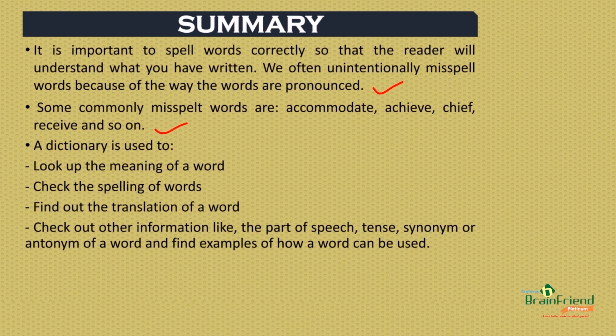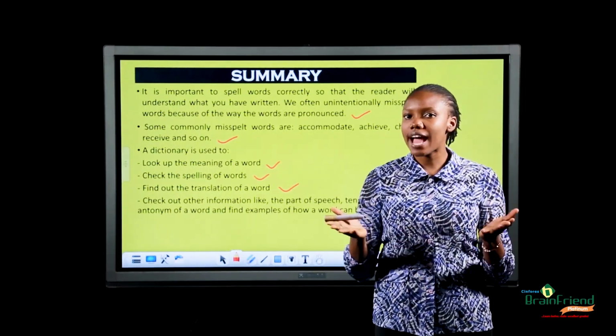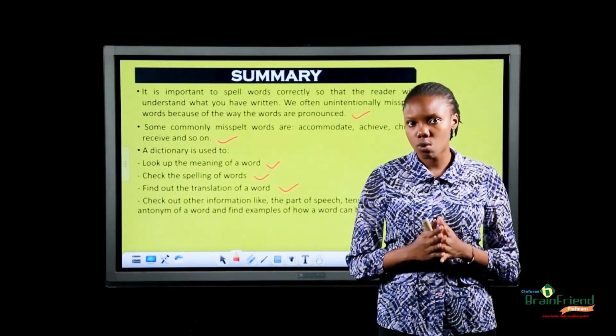Lastly, we learned that a dictionary is used to look up the meaning of a word, check the spelling of words, find out the translation of a word, and check out other information like the part of speech, tense, synonym or antonym of a word, and find examples of how a word can be used. I'm sure you've learned so much in this class. Now, let's answer some test questions.